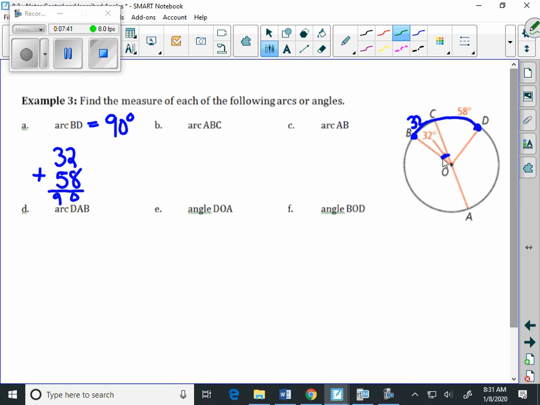Arc ABC is our next value. The one thing that I omitted in the directions that I need to add is that we're dealing with, how about I spell it right, circle O.